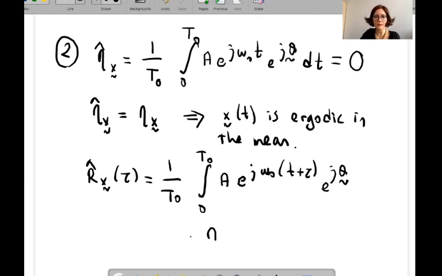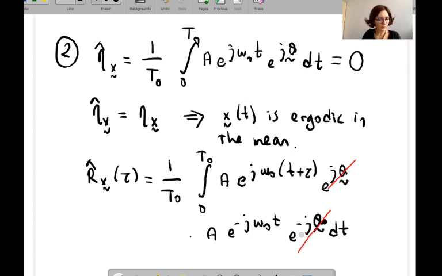Then you have again an e to the minus j, because of the conjugate, you have the minus j sign. E to the j omega 0 t, and then similarly you have the minus sign before the phase term, dt. So theta is random here. Again, the nice thing here is that these theta terms cancel nicely. So this will cancel with this one.